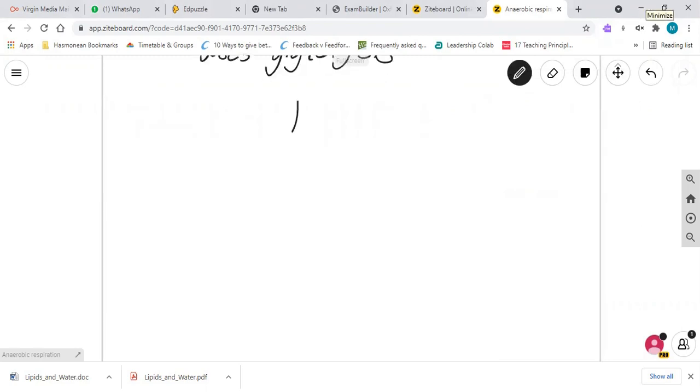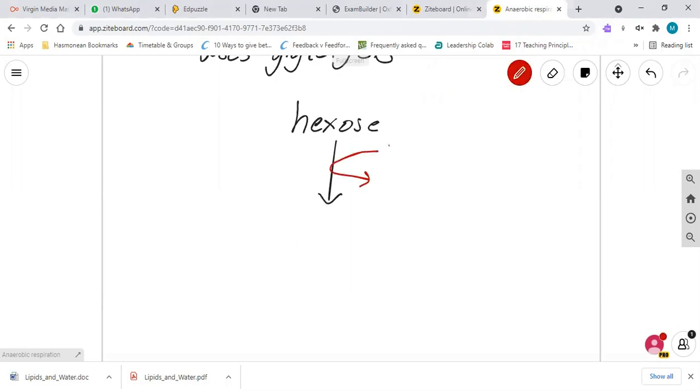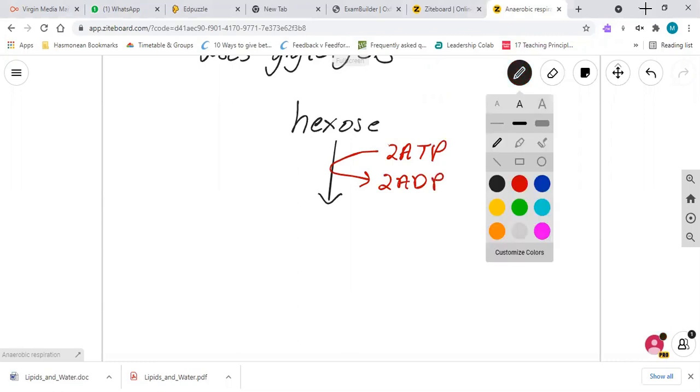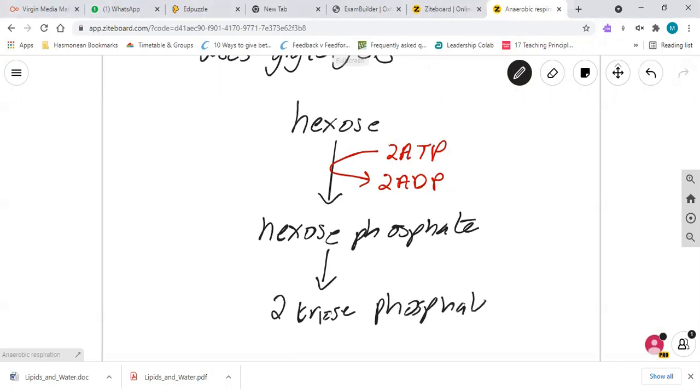glycolysis, we're going to start with our hexose sugar. Our hexose sugar is going to be phosphorylated by the addition of two Pis that come from the hydrolysis of two ATPs, so that we get a hexose phosphate. That hexose phosphate will then be converted to two 3-carbon compounds, which are called triose phosphate, or you will see us shorten them, as I have done before, to TP.